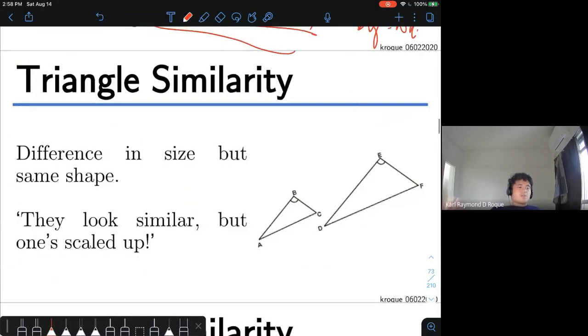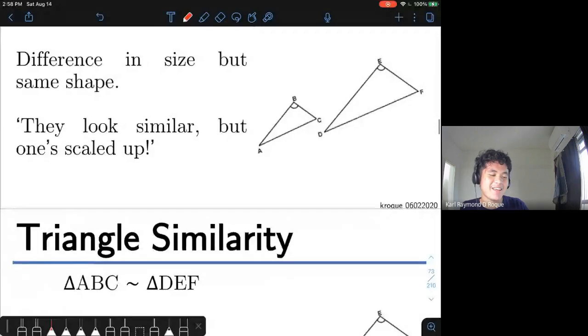Before we continue, nakuha ba yung previous chapter? Okay, sige. That's great. Let's move on. Ilan na ba to? Marami pa? Okay, let's go.